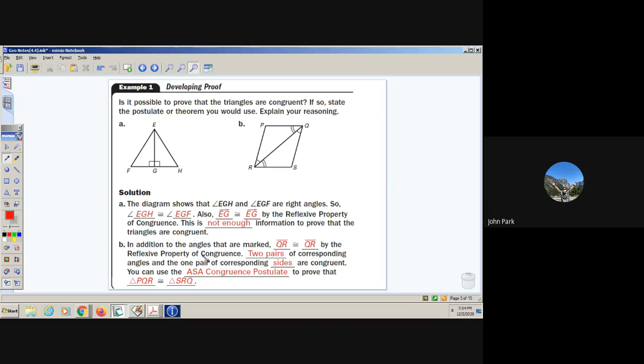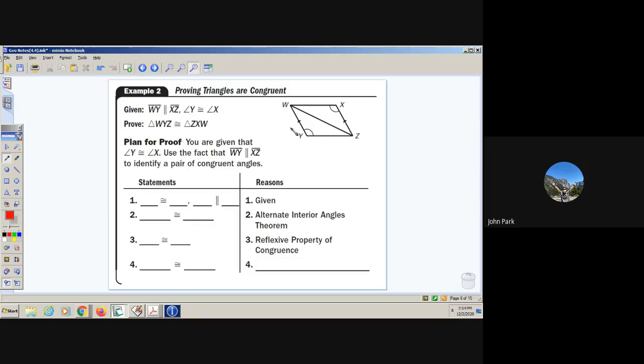So this is just a written explanation of what I just talked about. Okay. So here, if I have these two triangles, how can I show or prove that the two triangles here are congruent based on the information that's given to you here?